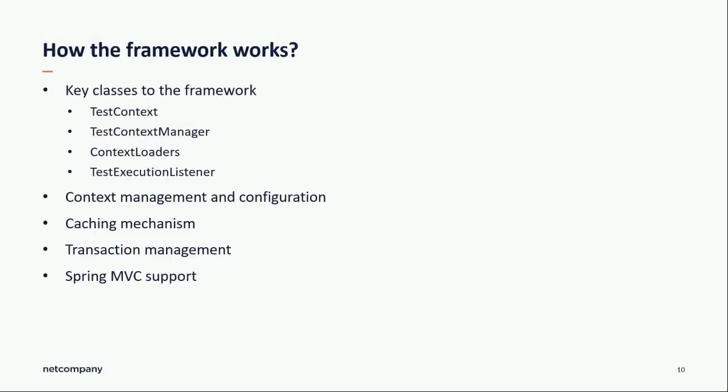Okay, so now we will talk a little bit more about how the framework actually works. We will start with the key classes of the framework, like TestContext, TestContextManager, context loaders, and test execution listeners. And then we talk a little bit about context management and configuration, the caching mechanism and transaction management, and the support for Spring MVC. You also must remember that, as in any place in Spring, the test context framework places a great deal of importance on convention over configuration. So there are some defaults, and you can use them to work with your code.